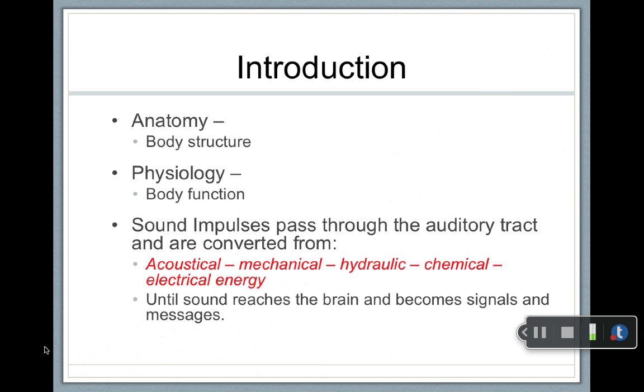Then the bones of the middle ear end up pushing on the cochlea, which is filled with fluid, and we have a hydraulic action as the fluid in the cochlea moves. The fluid in the cochlea then touches on the outer hair cells, and it triggers a chemical reaction. The chemical reaction signals to the auditory nerve that it's time to fire, and impulses are sent up the auditory cortex. So we start with the acoustical energy, the acoustical waves collected by the pinna in the ear canal.